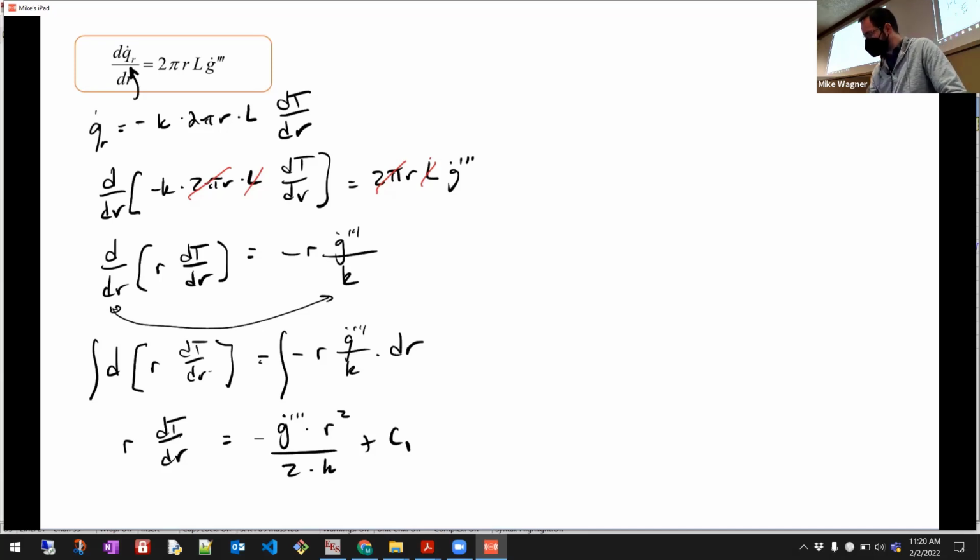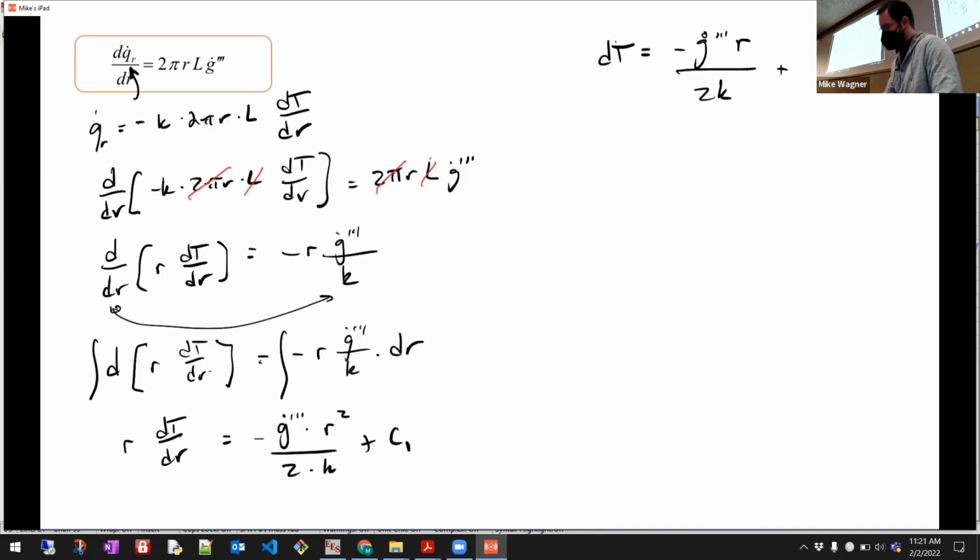So I'm going to start writing up here again. I'm going to bring r over to the right-hand side and dr over to the right-hand side. So I'm left with dT is equal to minus g dot triple prime. I'm going to divide the right-hand side by r, so that just leaves r there, over 2k, plus c1 over r, all of that times dr.